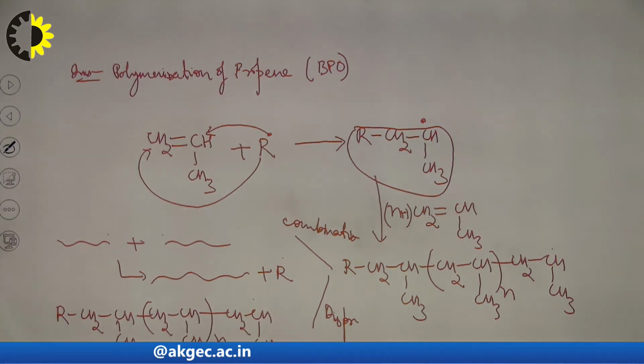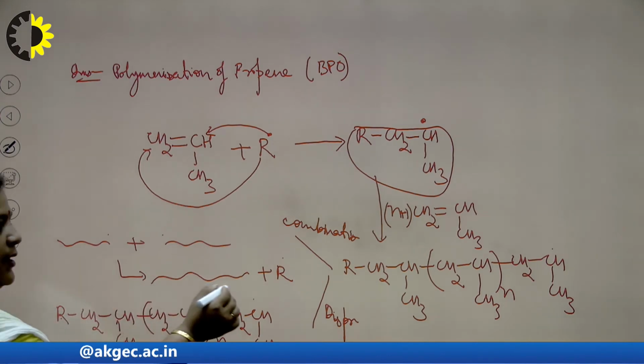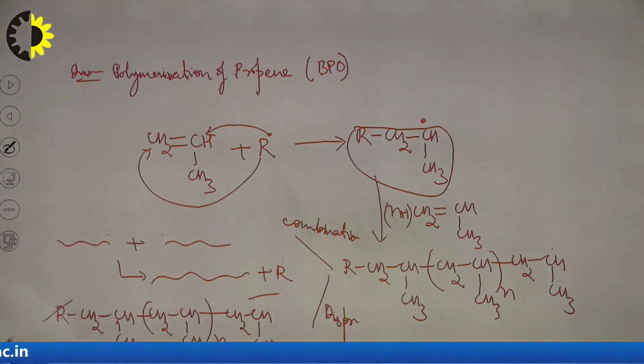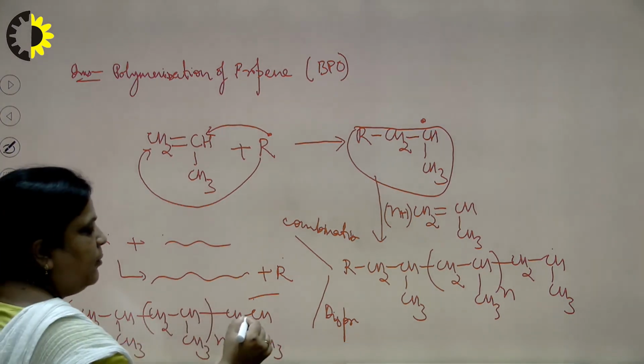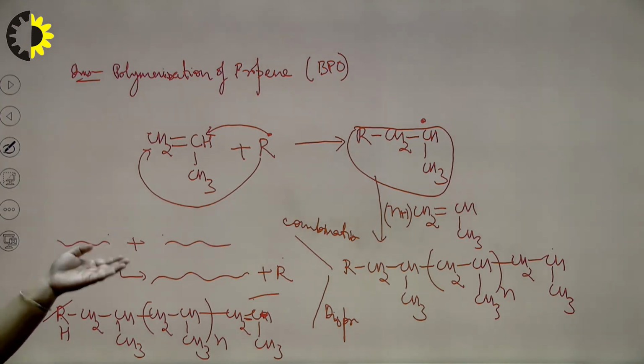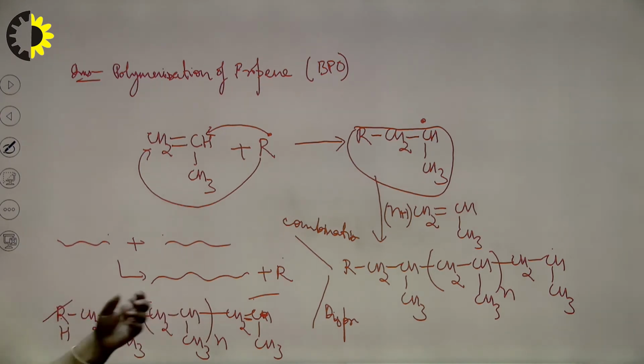So in disproportionation the R radical and this R radical get separate, and this H will come here, so H and here a double bond gets formed. So disproportionation means stopping the reaction at this point. Since in both cases we see that the kinetic length is not the same, that is why we take the average molecular weight.